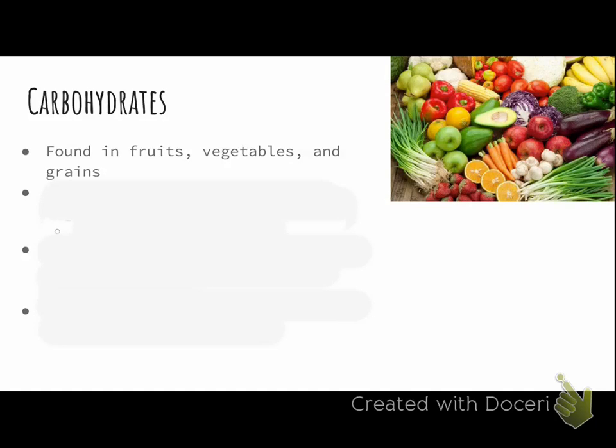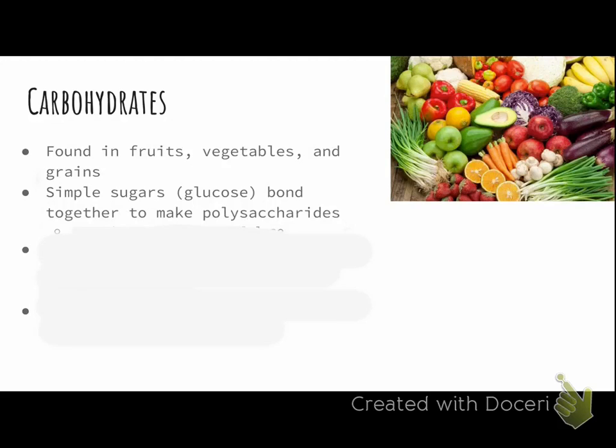So we'll talk about carbohydrates first. We can find these in fruits. We'll find carbohydrates in vegetables, and also in any of your grains you'll find them. So recalling that our monomer is a monosaccharide, taking a look here, we're looking at glucose. That's our simple sugar that we're looking at in this situation.